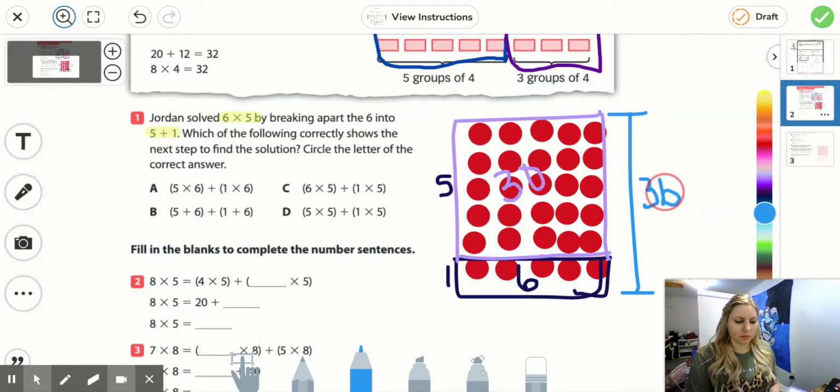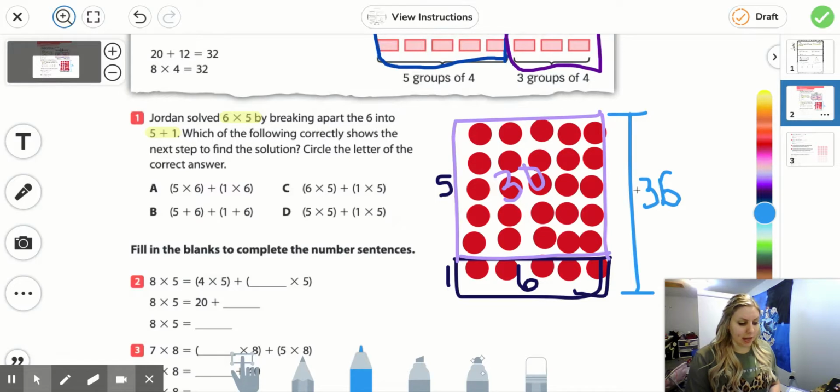There we go. My 6 is not great. Looks like a B. There we go. A little bit better. So then I look at my choices here. Well, which one best matches the work I did? Did I show 5 times 6 plus 1 times 6? Did I show 6 times 5 plus 1 times 5? Did I show 5 times 6 plus 1 times 6? Or 5 times 5 plus 1 times 5?